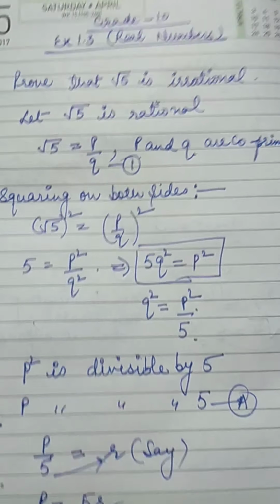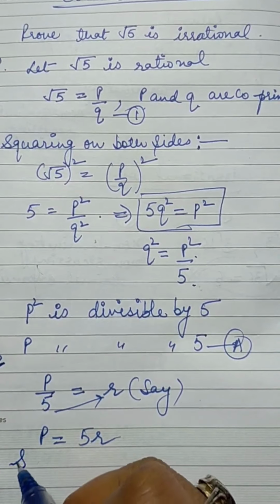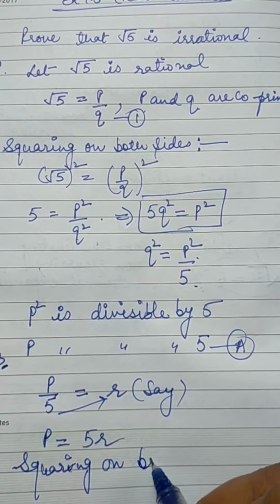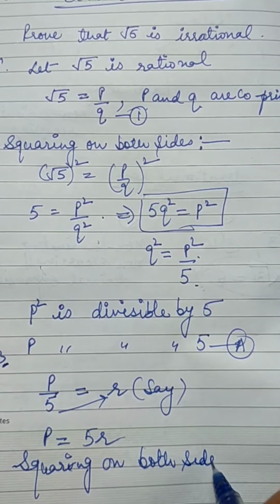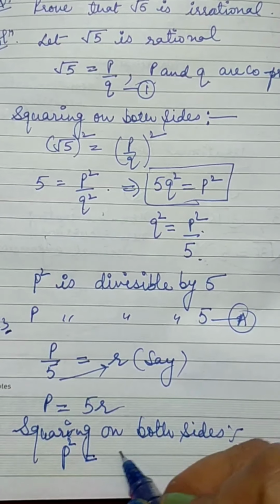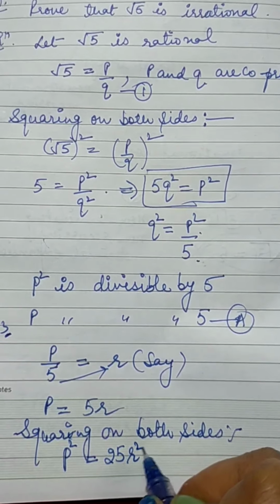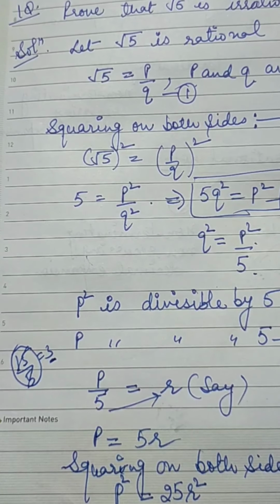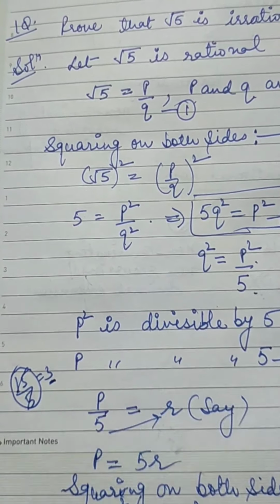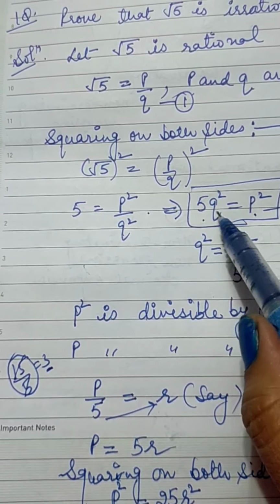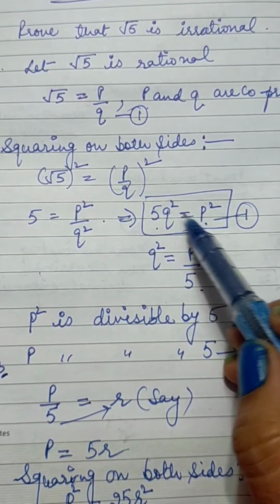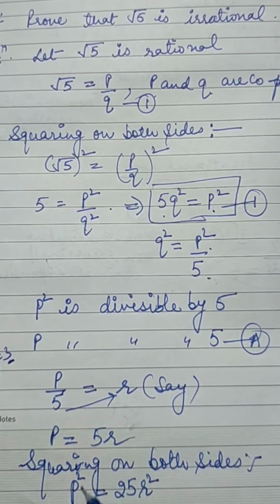If I square on both sides, squaring on both sides, so we will be getting p square is equal to 25r square. So here we got p square is equal to 25r square. Also we know that p square is equal to 5q square. We obtained it from here only, and we have considered it to be 1. So p square is equal to 5q square, which I am going to put up here only.